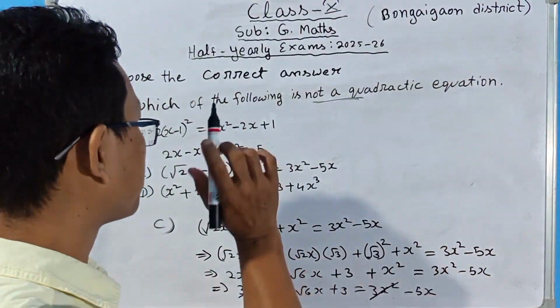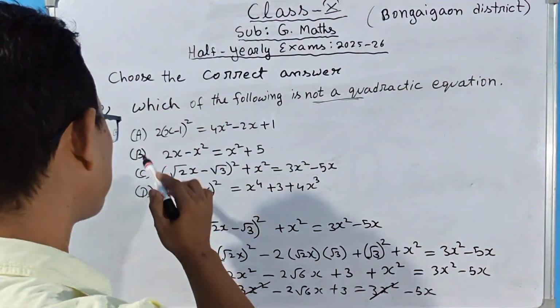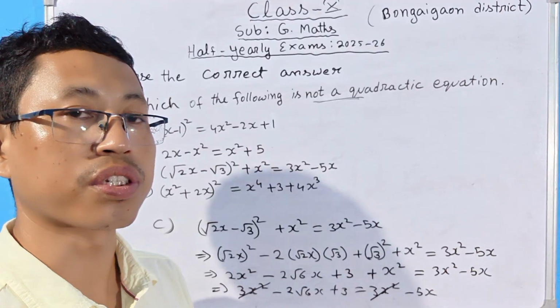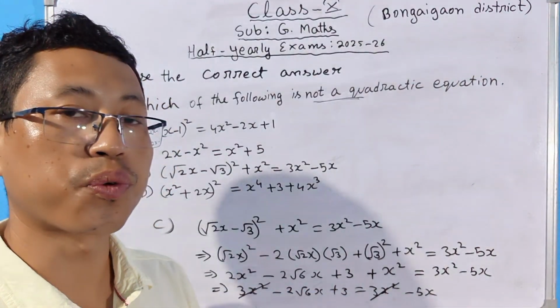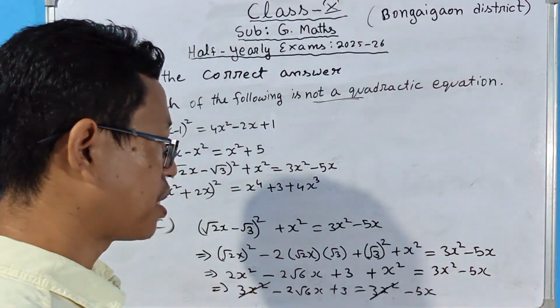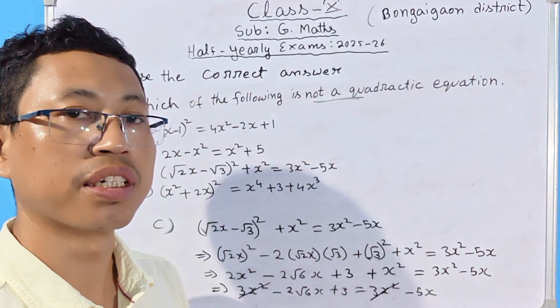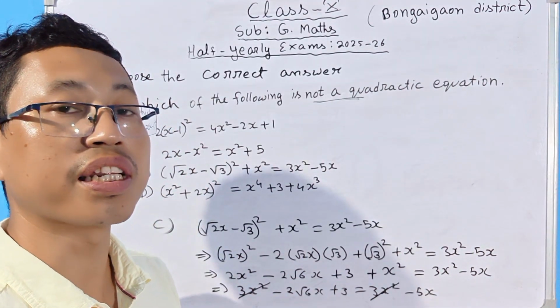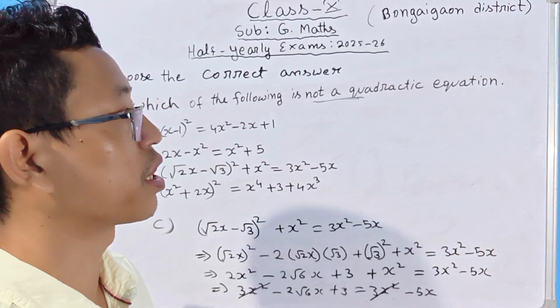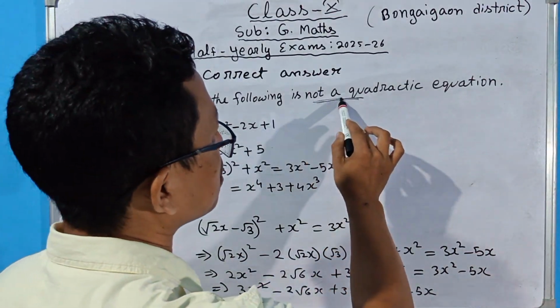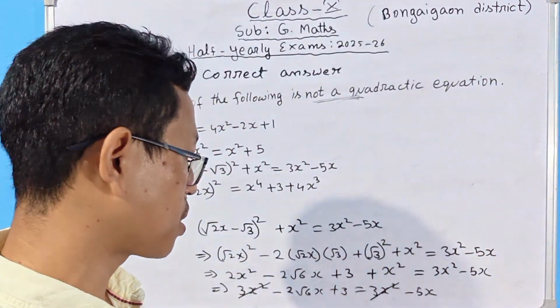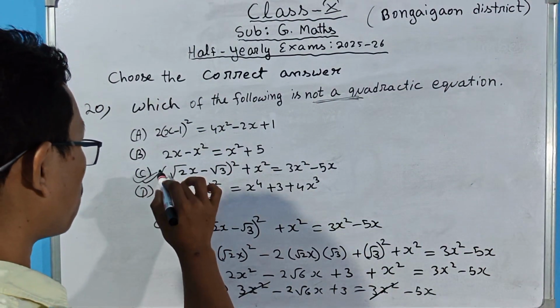Clear? Of all the 4 options, option C is not a quadratic equation. Why? There is no more square. It means it is a linear equation. There is power as 1. There is x. It is an equation, but it is a linear equation, not a quadratic equation. Clear? Therefore, since the question asks for not a quadratic equation, our correct option is option C only.